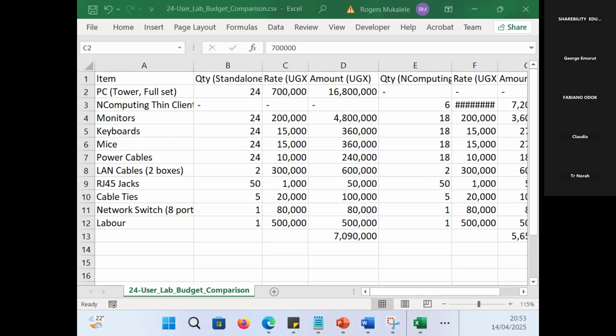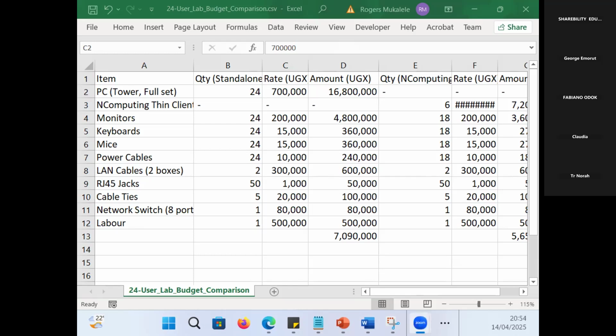But also, the discussion regarding refurbished versus new. Would you go for refurbished computers, or is it better to just go for new? What would be your experience? Okay.